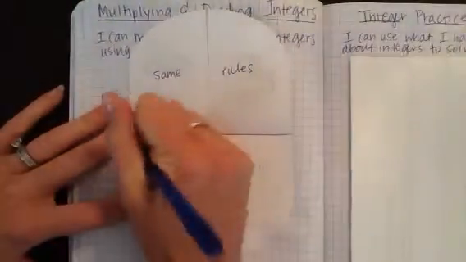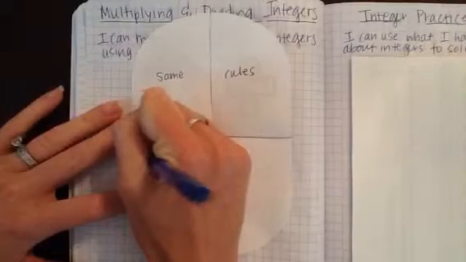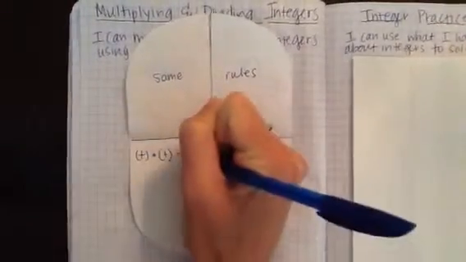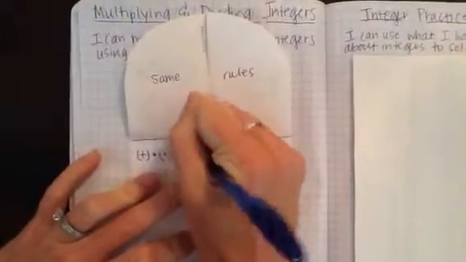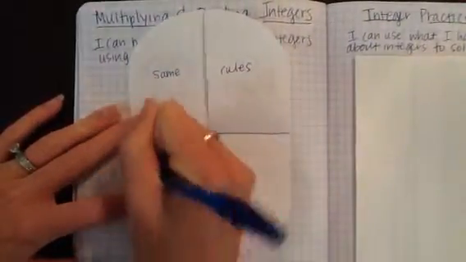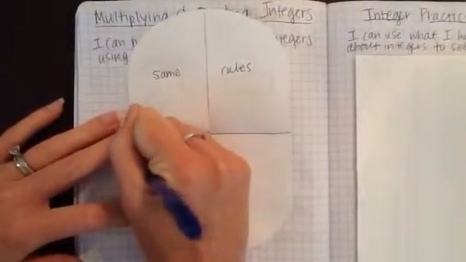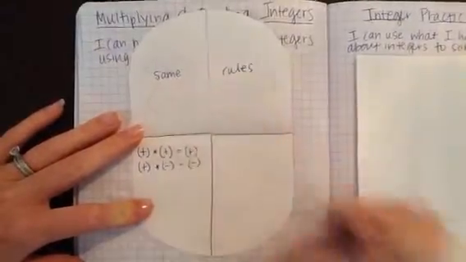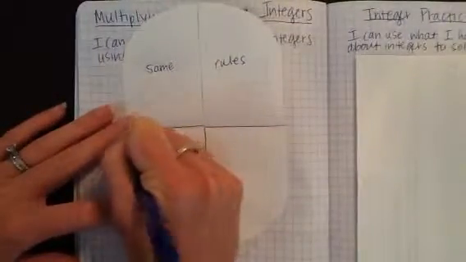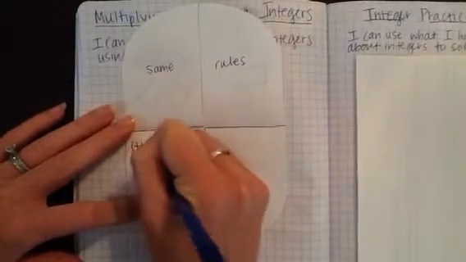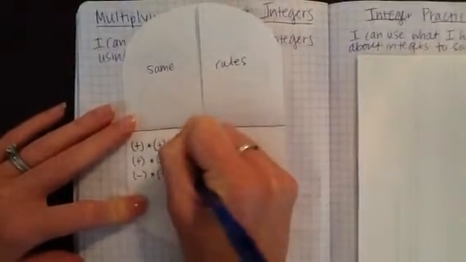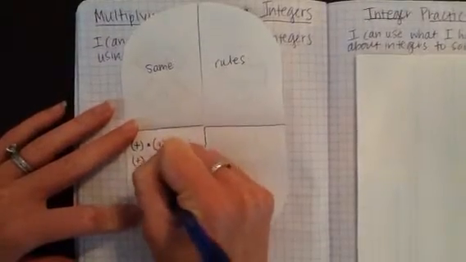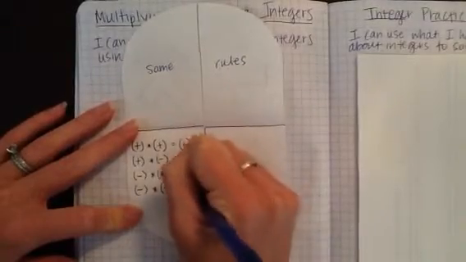So if we are multiplying a positive number times a positive number, that's going to give us a positive answer. If we are multiplying a positive number times a negative number, that's going to give me a negative answer. If we're multiplying a negative number times a positive number, that's going to give me a negative answer. And if we are multiplying a negative number times a negative number, that's going to give me a positive answer.